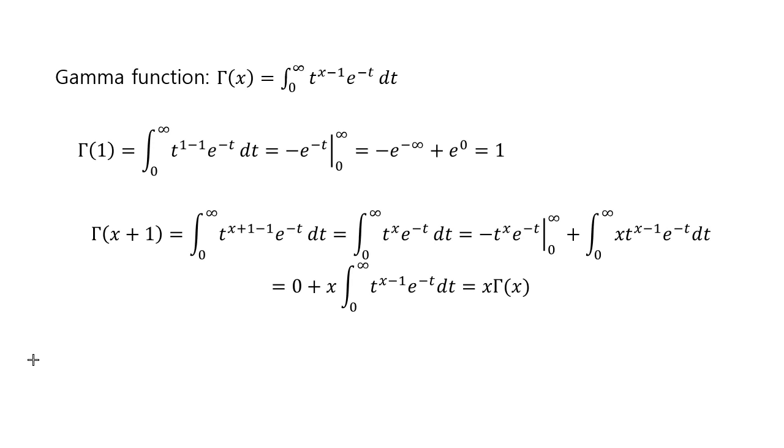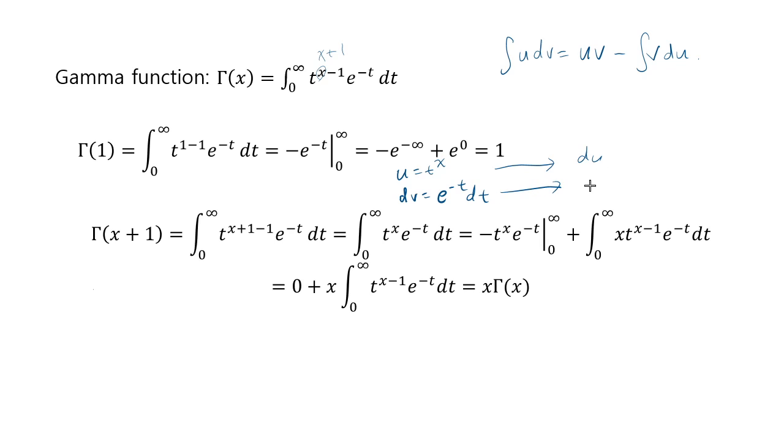Another integral that you should try is gamma of x plus 1, which means instead of x, you're replacing x by x plus 1, and that simplifies to this integral. Now what you want to do is integrate this using integration by parts, and you set u as t to the x power, whereas dv is e to the negative t dt. I'm using this formula for integration by parts: the integral of u dv equals uv minus the integral of v du. So you need to know what du is. You also need to know what v is.